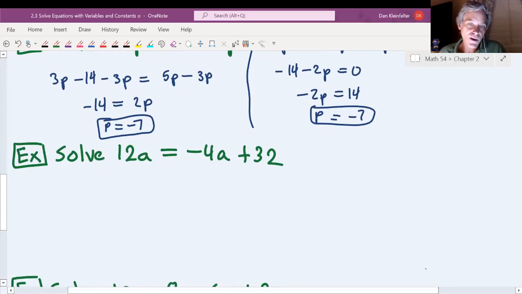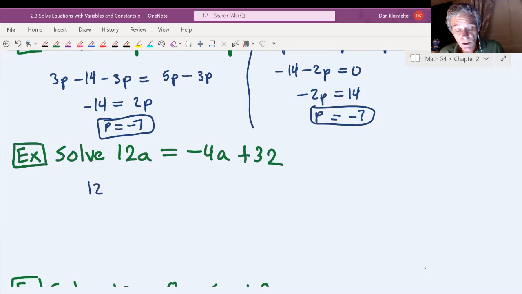Okay, so here we have 12a is equal to negative 4a plus 32. Total of 3 terms. 2 have the variable, 1 doesn't. My choice would be to say, well, the right side is where the constant is, so let's leave the numbers there and make the variables be on the left. So let's do that. So we'll have 12a on the left side, negative 4a plus 32 on the right side. I want to get this negative 4a off of the right side because the right side I've decided is for numbers. So I'm going to add 4a.